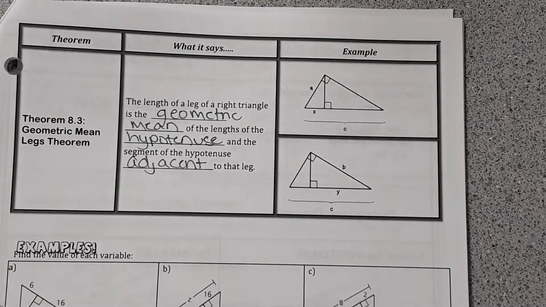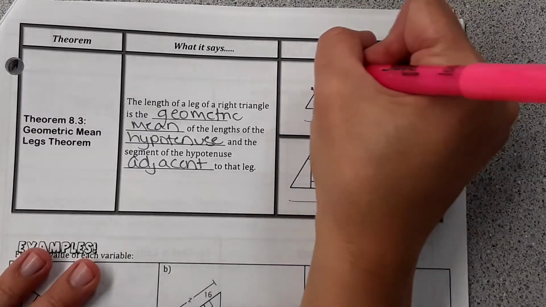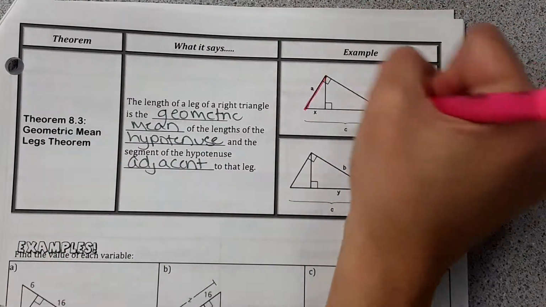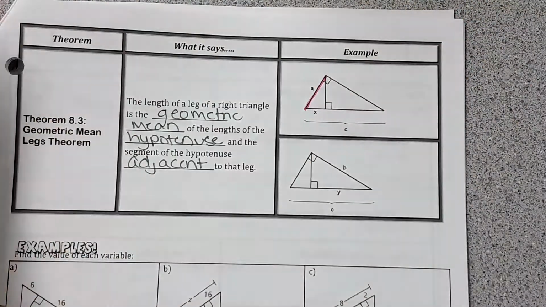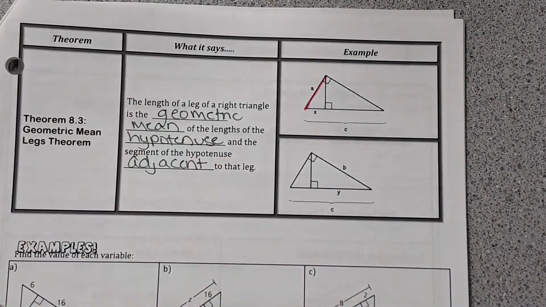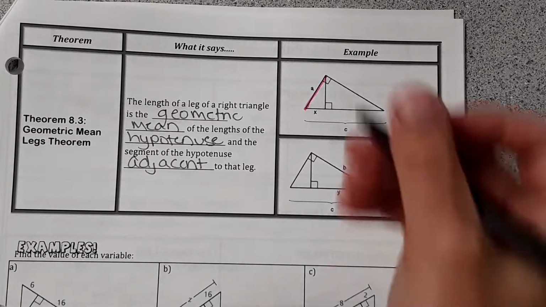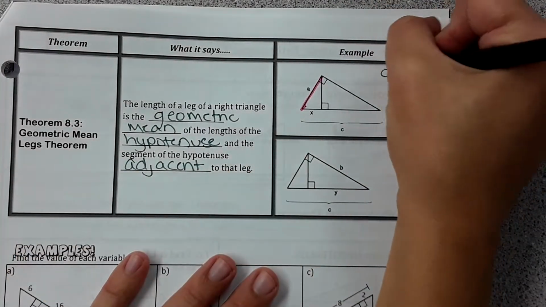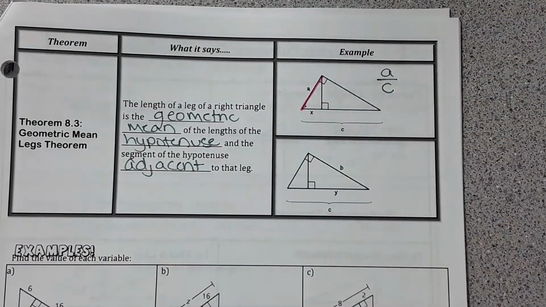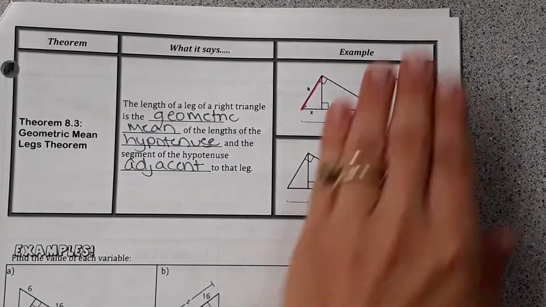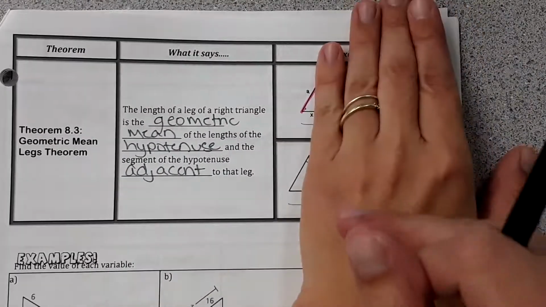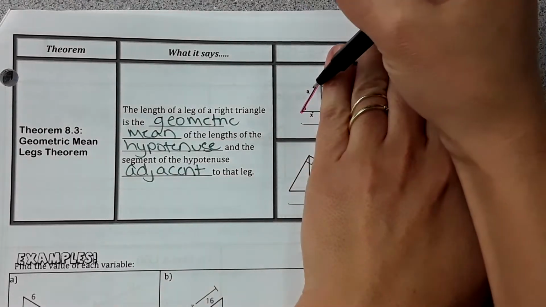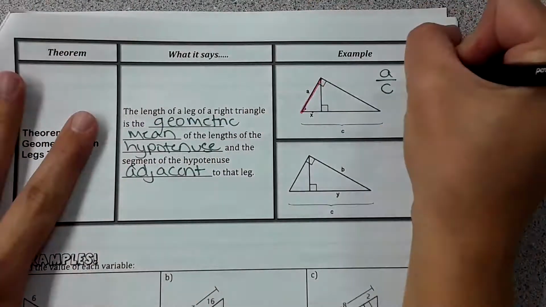Okay, so for this one, you're focusing on just the leg of the larger triangle. So this shorter side to the hypotenuse, so A over C, is similar to, once I have this highlighted, the shorter side to the hypotenuse, so it'll be X over A.